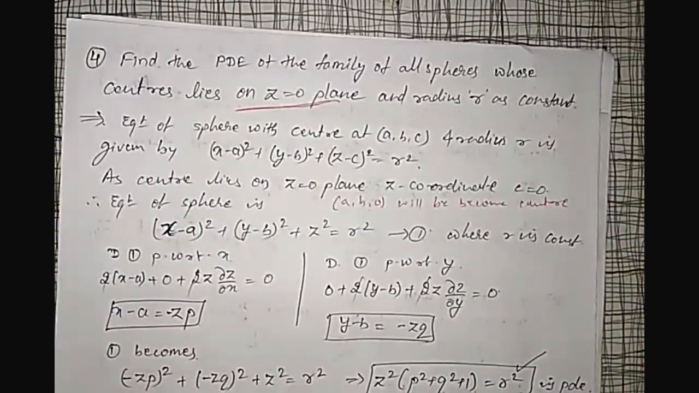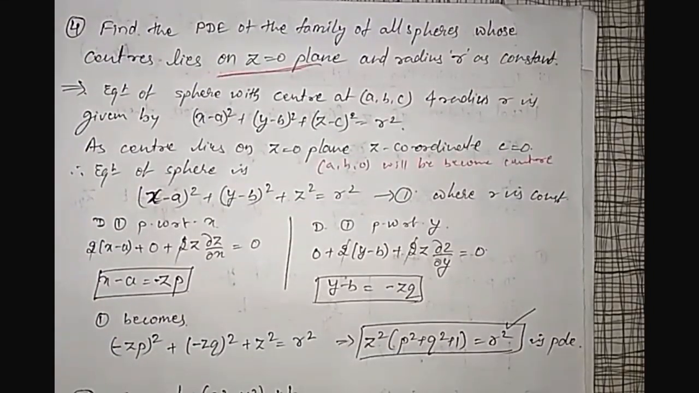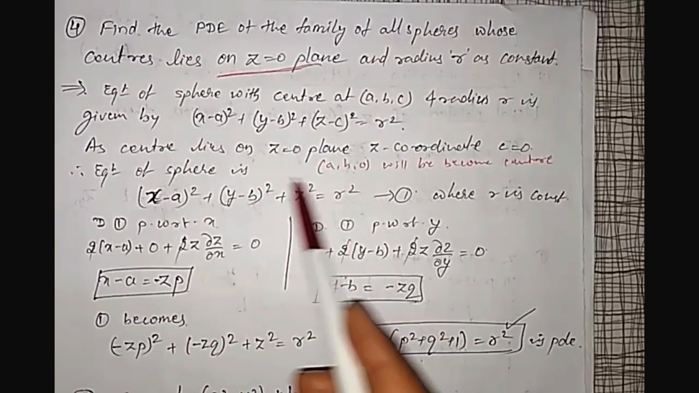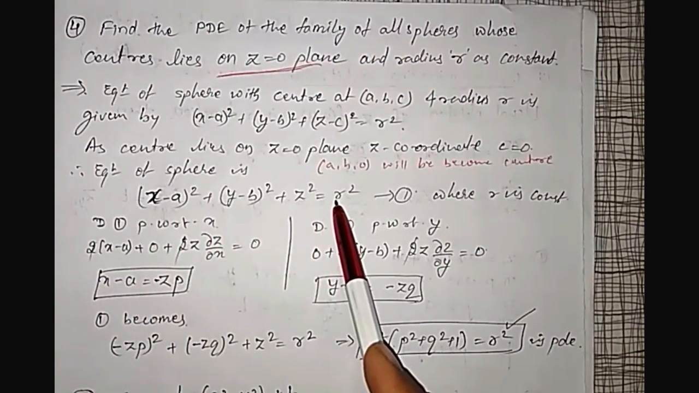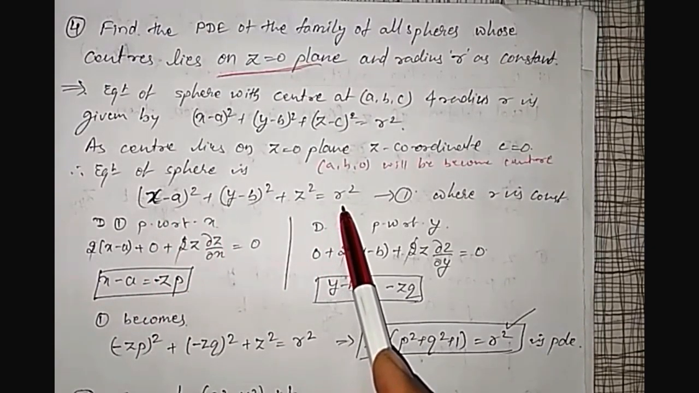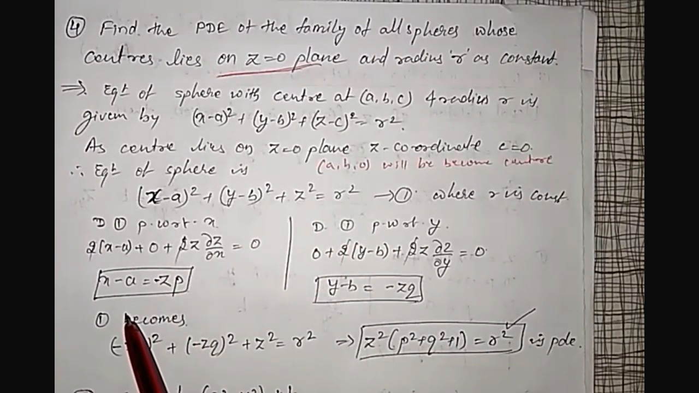Therefore the equation of the sphere is given by x minus a the whole square plus y minus b the whole square plus z square equal to r square. This is our equation of a sphere. Here a and b are arbitrary constants and r is our absolute constant. We may eliminate r square or it may remain in the equation itself.